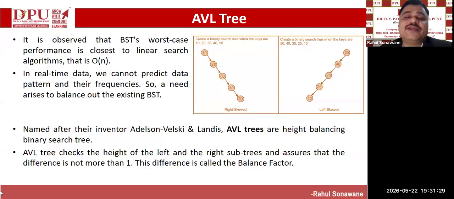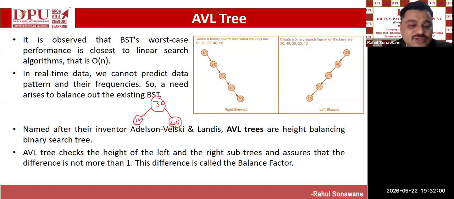Okay, now let's take the same data, 10, 25, 30, 40, and 50, but in a different order. Let us say the first value coming is 30, so we will call it the root. The next value coming is, let's say, 40. Obviously 40 is greater than 30, so we will keep it on the right side. Now let's say the next value entered by the user is 10.